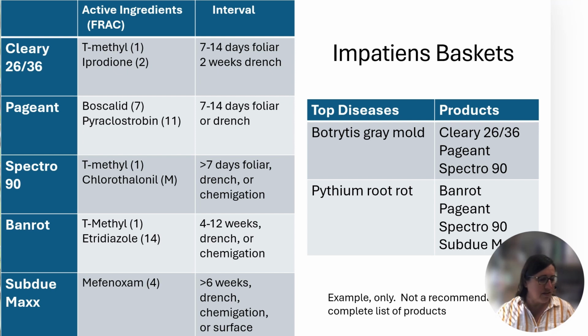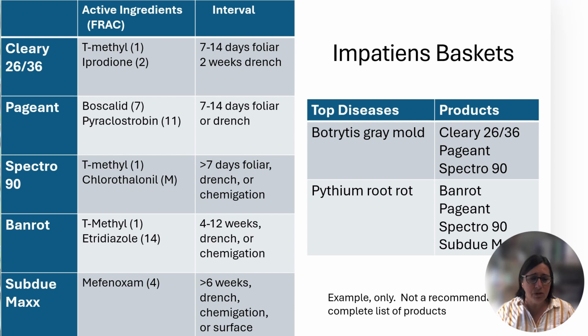Now we've got a couple of additional products that are more Pythium specific. So Banrot is a thiophanate methyl, which is a FRAC 1. It is effective against fungi. And etridiazole is a FRAC 14. It is effective against water molds. And Pythium root rot is a water mold. Now that interval is just once every 4 to 12 weeks. Okay, so we typically use Banrot at planting or close to planting, and we usually only use it that once. So again, right after planting, but it could also do a good job with that thiophanate methyl in there. It could also do a good job against any soil-borne fungi as well as soil-borne water molds.